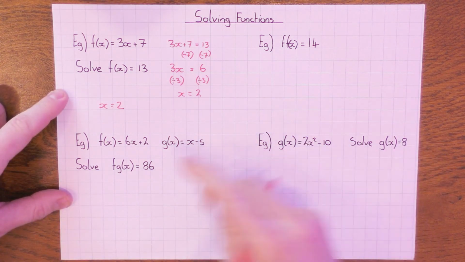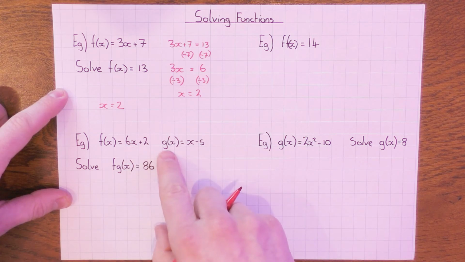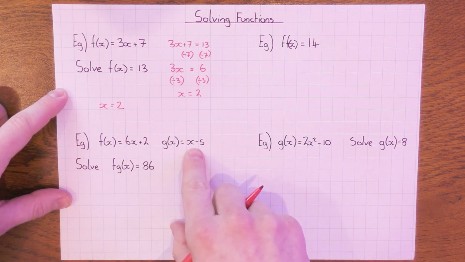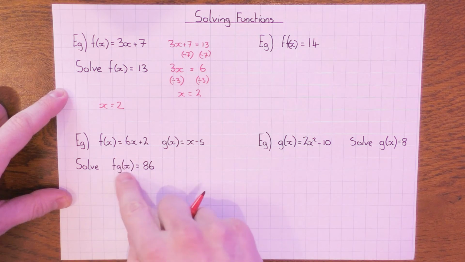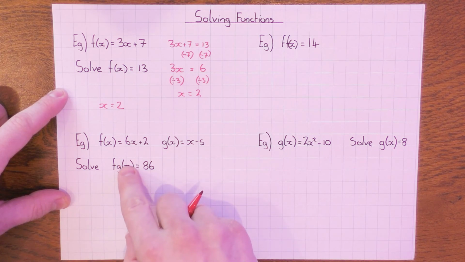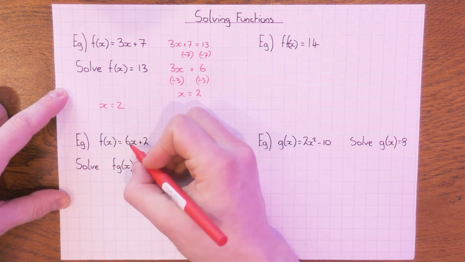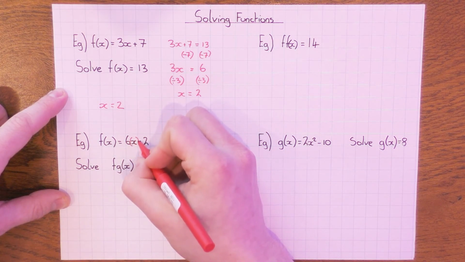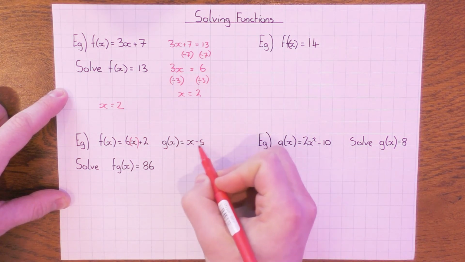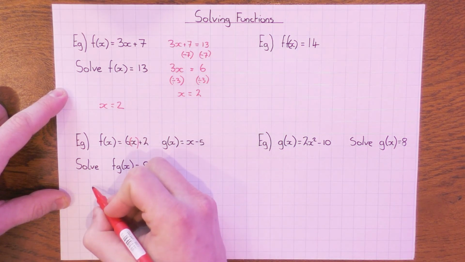Okay, next one. We've got a function here, which is f of x equals 6x plus 2, and we have g of x, which is equal to x minus 5, and we've got a composite. This is when you need to have watched the composite functions video, because what this means is I put g, which is x minus 5, into f. So if I put a bracket around there, I'm going to substitute g, this x minus 5, into these brackets here. So let's do that.